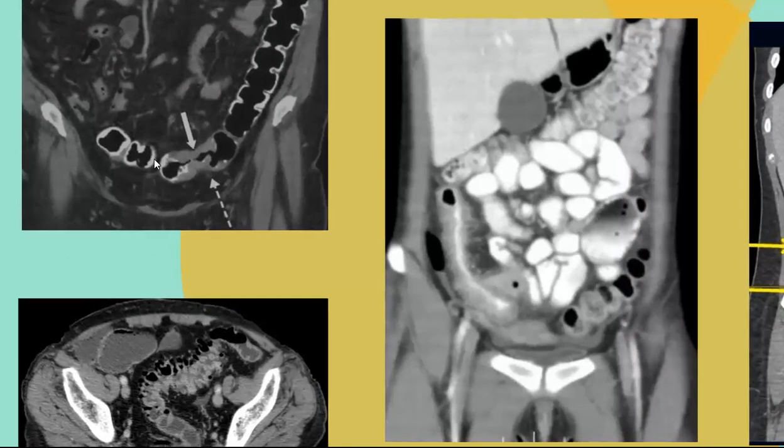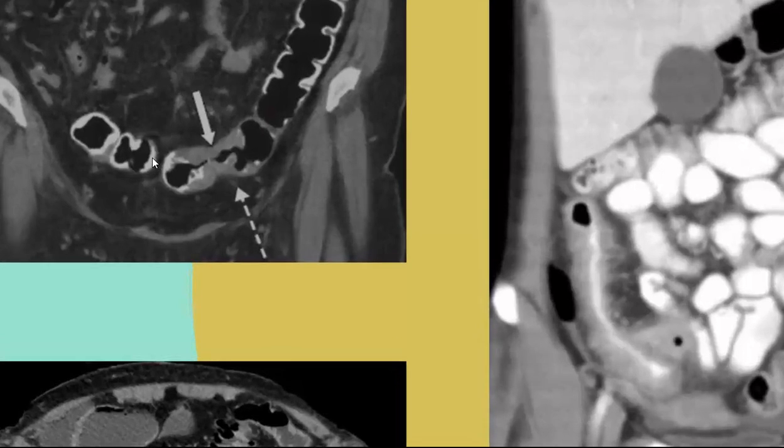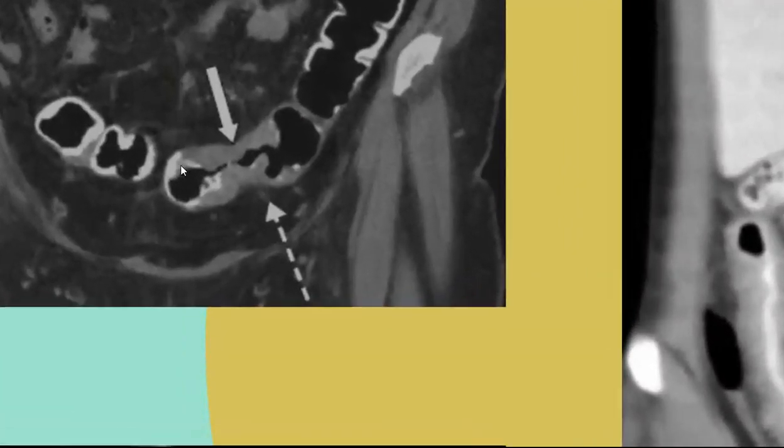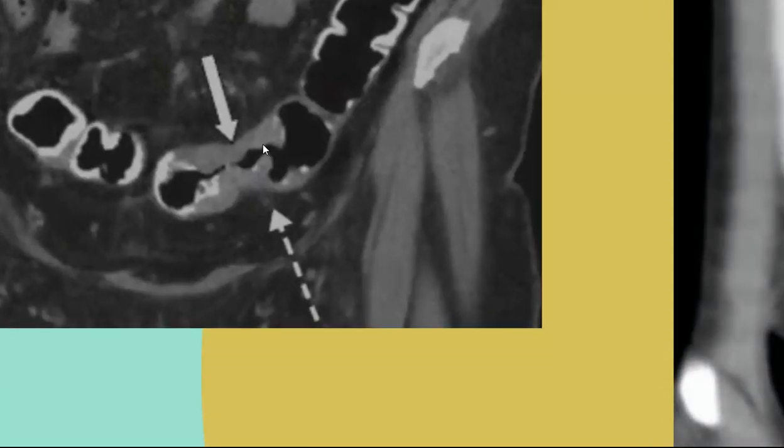Here is a coronal CT of the abdomen and pelvis. Here we see circumferential thickening of the proximal sigmoid colon. It's less than 5 centimeters long. In short segment disease like this, think tumor.